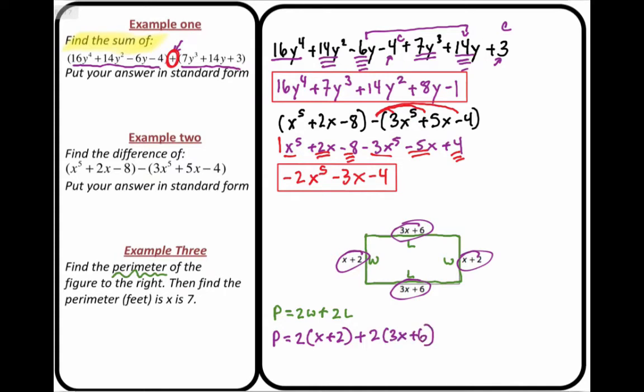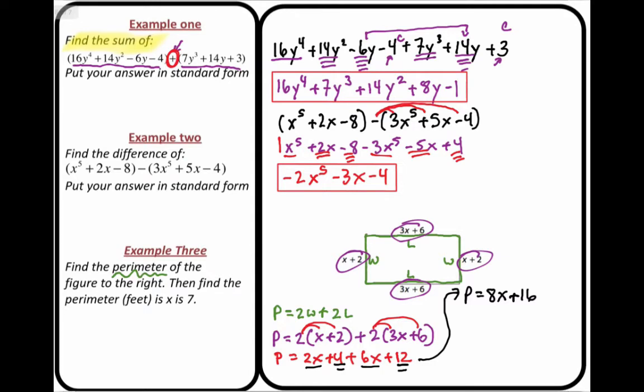And now we just need to go ahead and clean that up, and that is going to give us the perimeter as a representation of x. So we're going to do the distributive property. So I got the perimeter equals 2x plus 4 plus 6x plus 12, collecting like terms. And so to finish this off, I have perimeter equals, and now I got 6x and 2x, which is going to give me 8x, and then I have the constants, which are going to give me 16. And so that is the perimeter represented in terms of x.